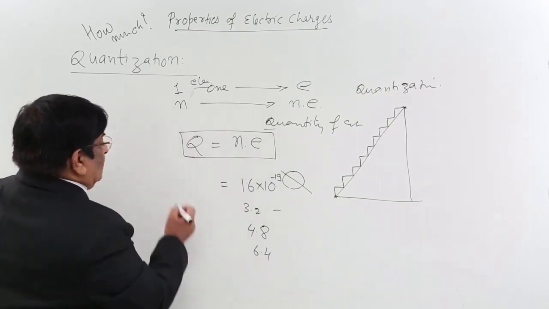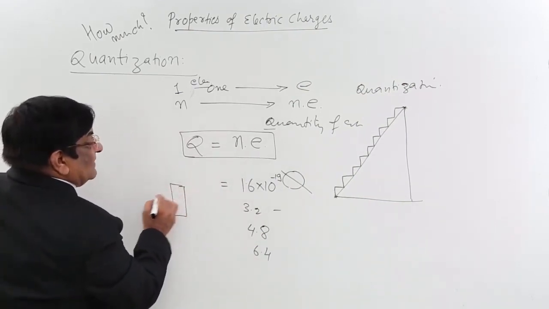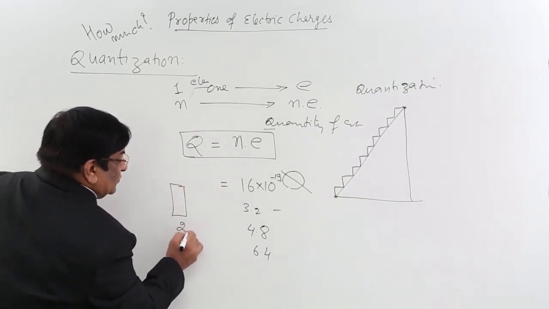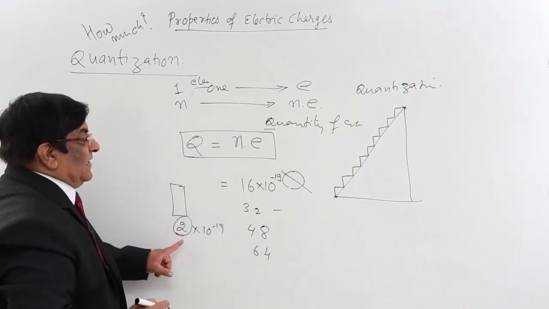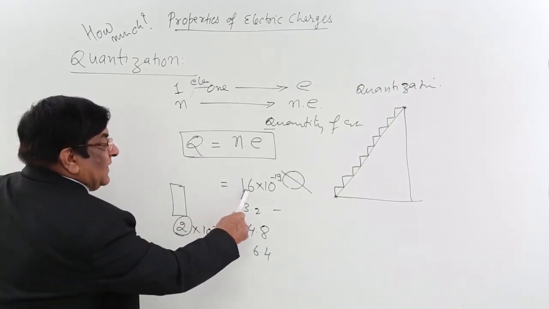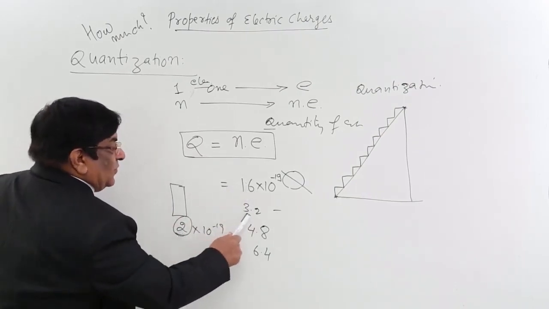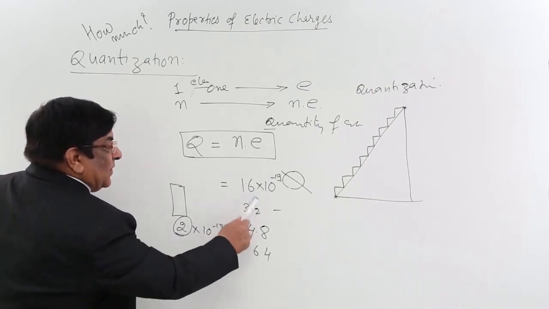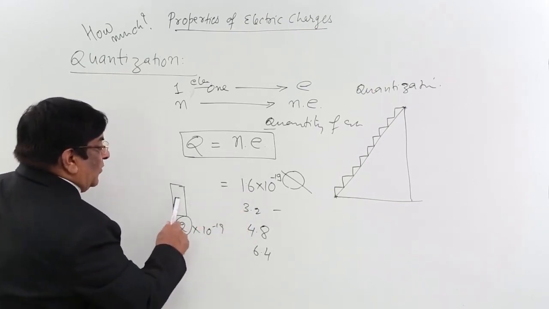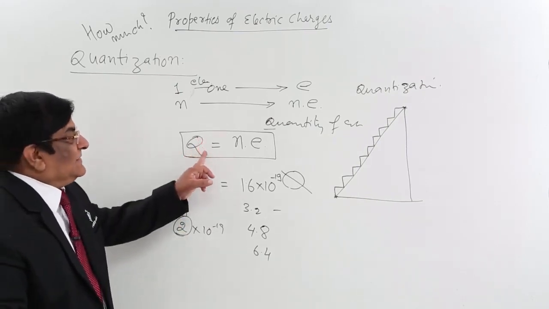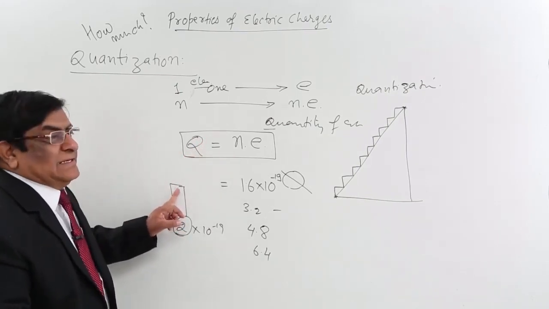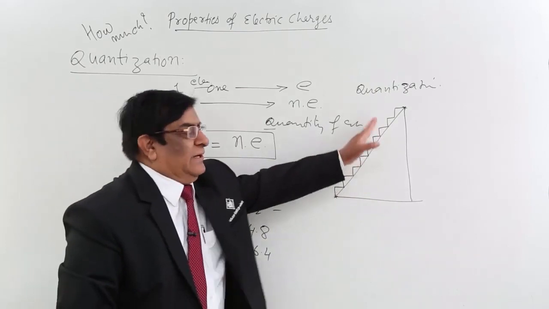If I ask you, this is a body, please give it a charge of 2 × 10^-19 coulomb. Can you give? If you give it 1 electron, it is 1.6. If you give it 2 electrons, it is 3.2. We can never give the body a charge of 2. That means the increase of charge on a body is not a continuous quantity.